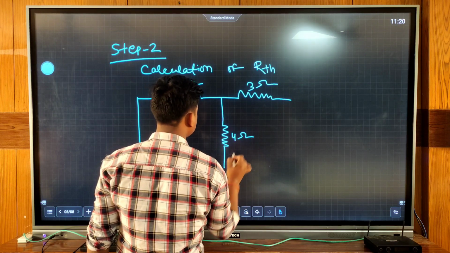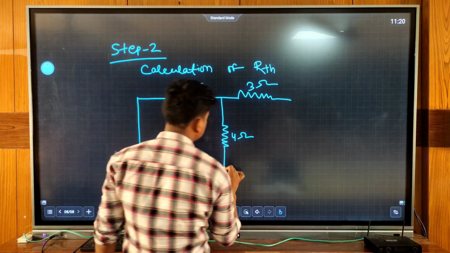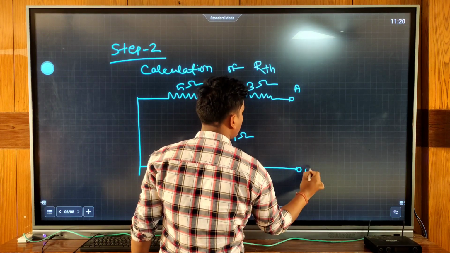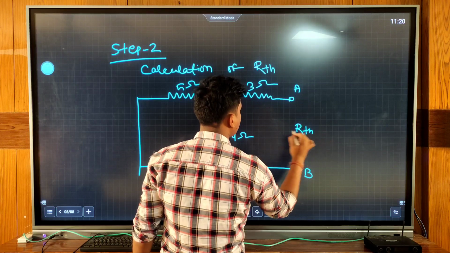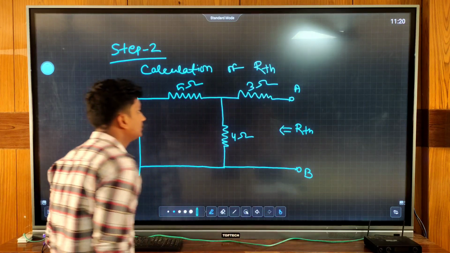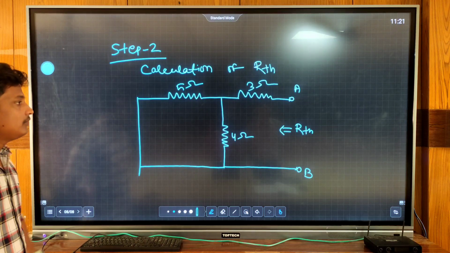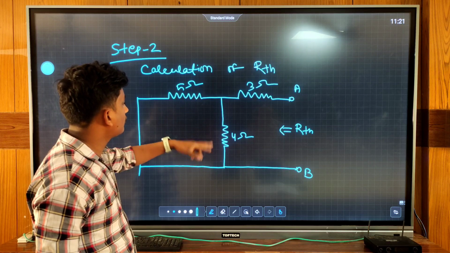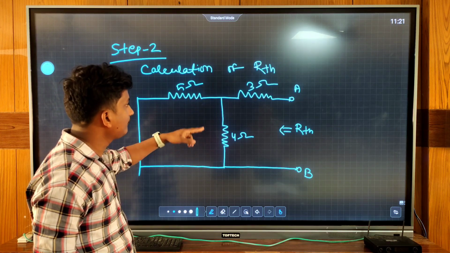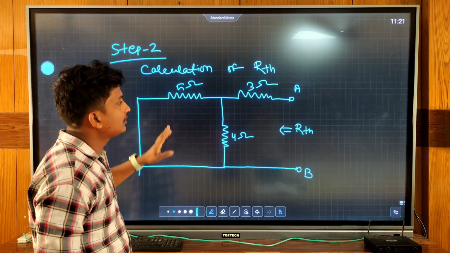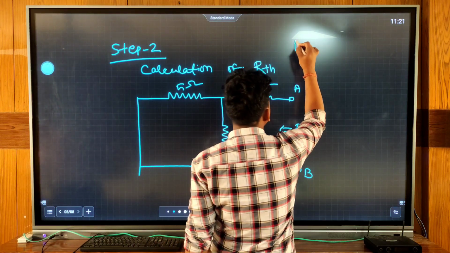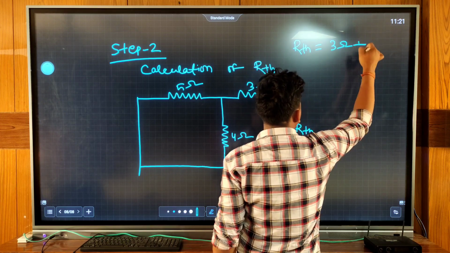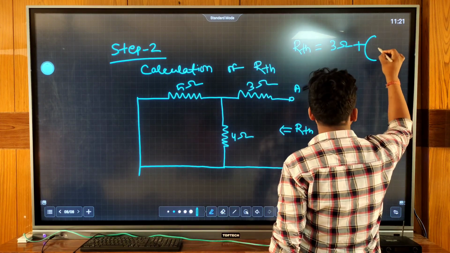this is 4 ohm resistor, this point A and point B. So I have to measure resistance from here, A and B point. Looking from this A and B point, 5 and 4 ohm are parallel, and 3 ohm is in series with both. So my RTH will be 3 ohm plus 5 ohm parallel 4 ohm.